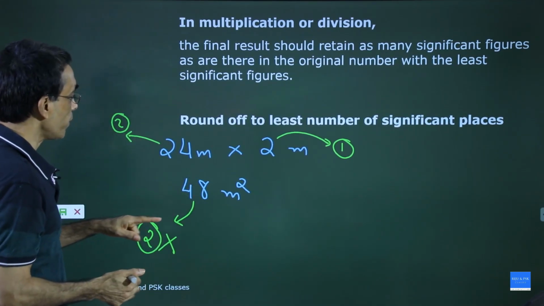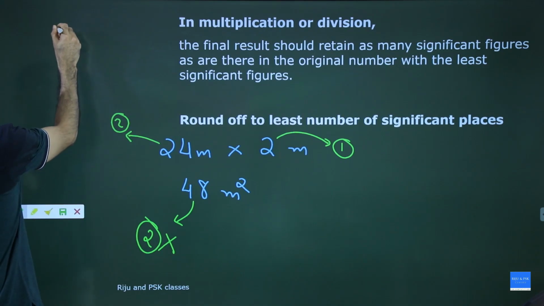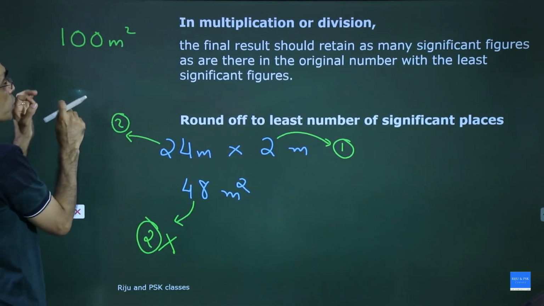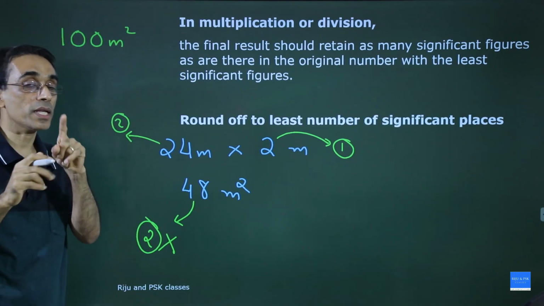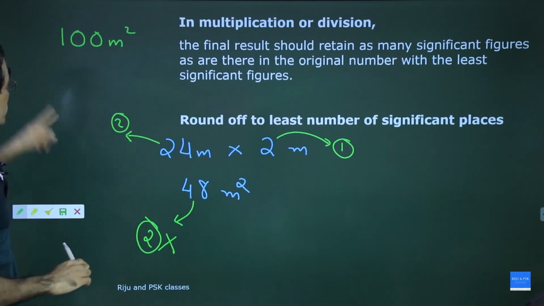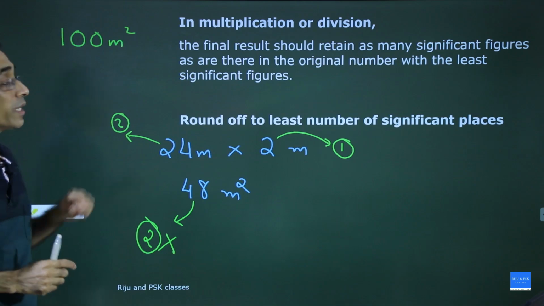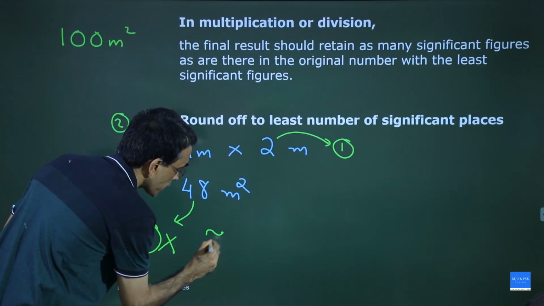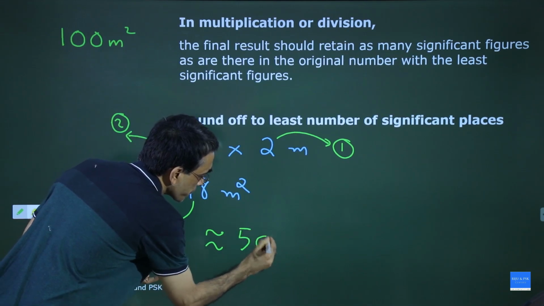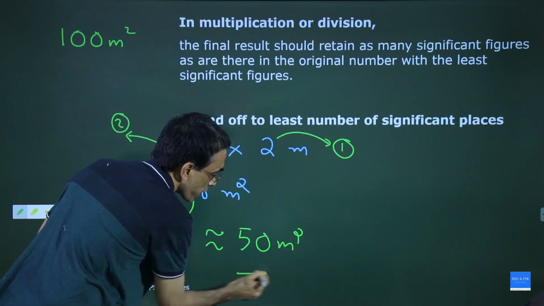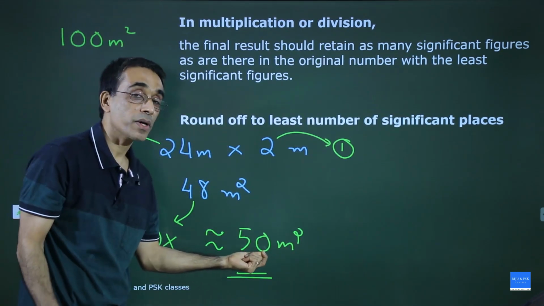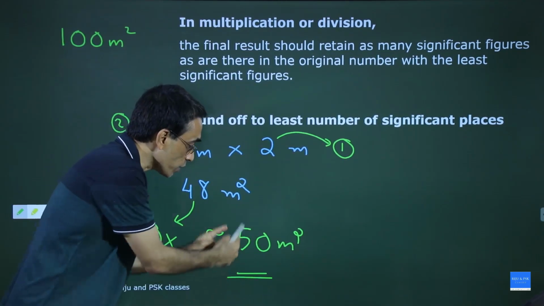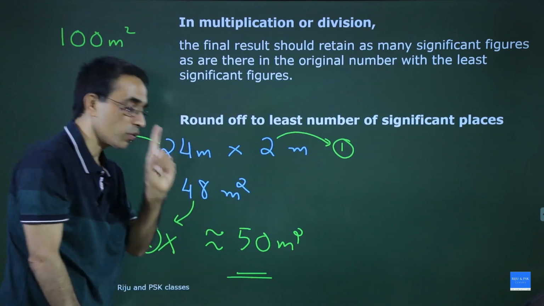Okay. You remember the trailing zero. Suppose that you have a number like 100 meter square. There is no decimal place, so how many significant places are there? You studied, there is only 1 significant place. That is the idea that we are going to use here. This 48 can be rounded off to 50 meter square, and 50 is a number without a decimal place. So the trailing zero is not significant. So there is only 1 place which is significant. So this has got 1 significant place.